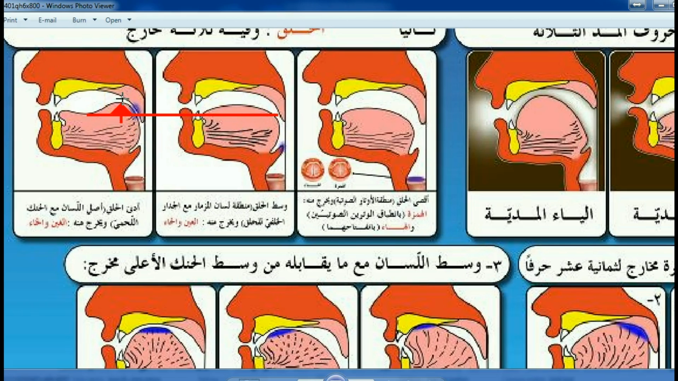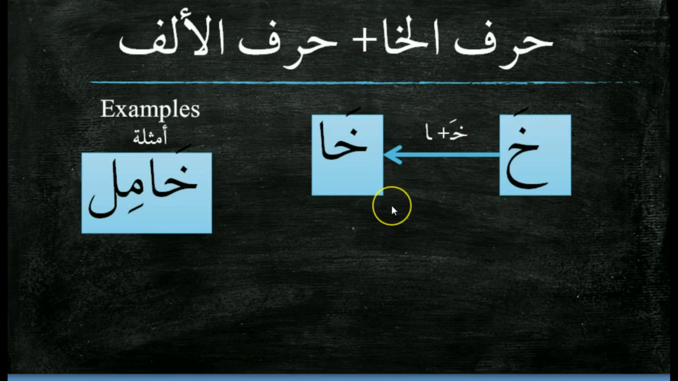When you put an alif after the kha, the same tongue characteristic remains while you're pronouncing the alif. You don't put your tongue back to the resting position. So you don't say ha, you say kha, khashia. Now let's practice. So it's kha, and khamil. Now I'm going to illustrate it in a video.